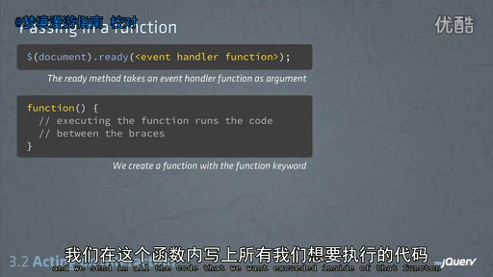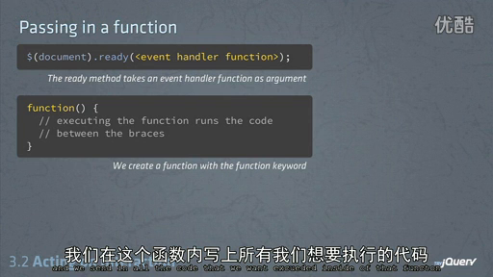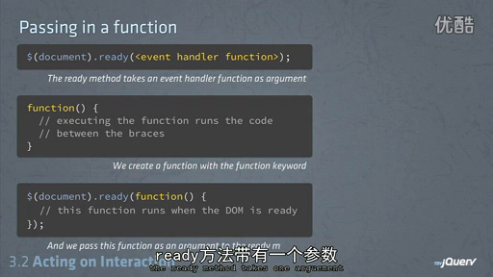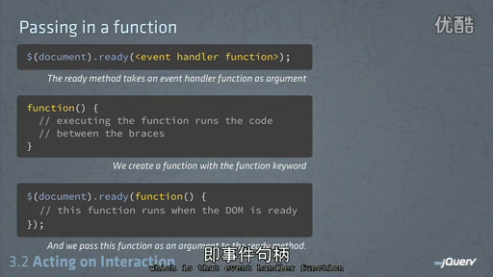and we send in all of the code that we want executed inside of that function. Put them both together, and you get the code that we're now familiar with. The ready method takes one argument, which is that event handler function.